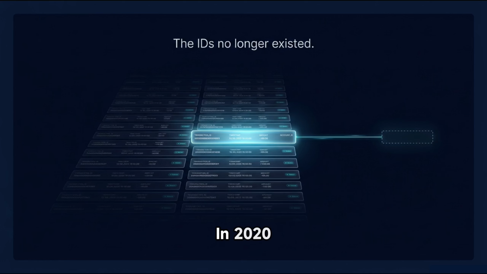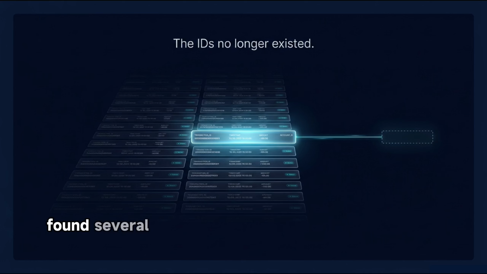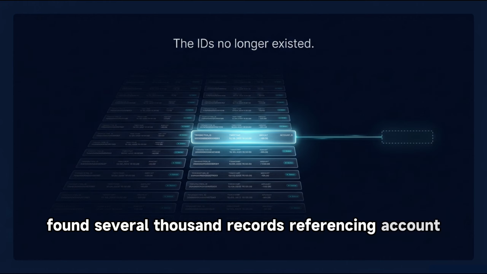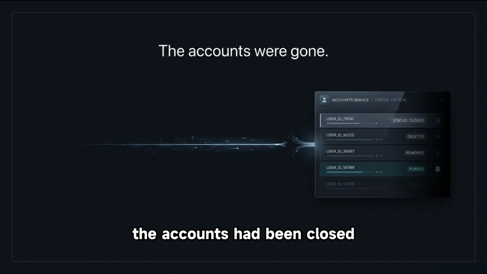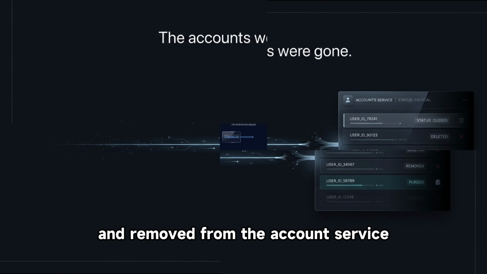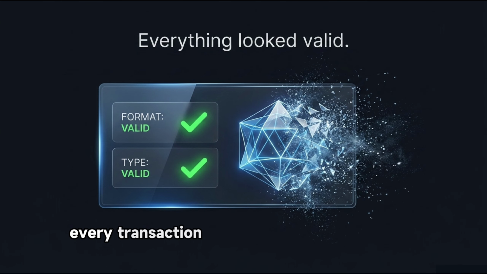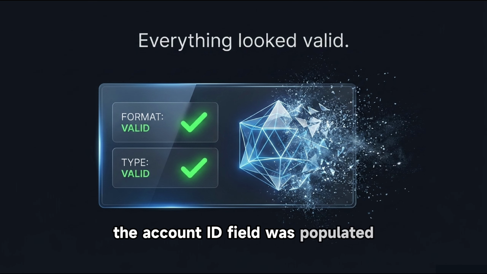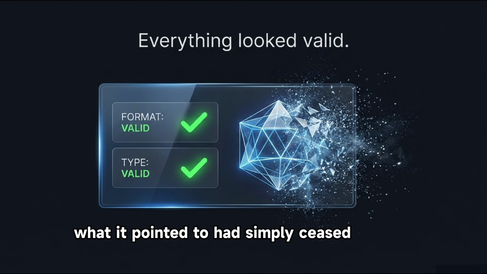In 2020, a fintech startup auditing their transaction data found several thousand records referencing account IDs that no longer existed. The accounts had been closed and removed from the account service. The transaction service had never been told. Every transaction record was technically valid. The account ID field was populated. The format was correct. The value was the right type. What it pointed to had simply ceased to exist.